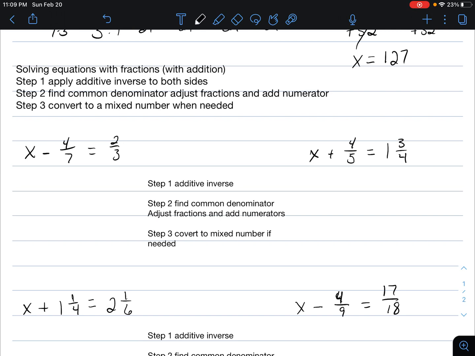Right, so on this first one, you've got minus 4/7. So to get rid of it, you have to add 4/7. You're going to add 4/7 to both sides. These are going to cancel out, leaving you with x. Now we've got 3 and 7, so common denominator. It's going to be similar to the example.